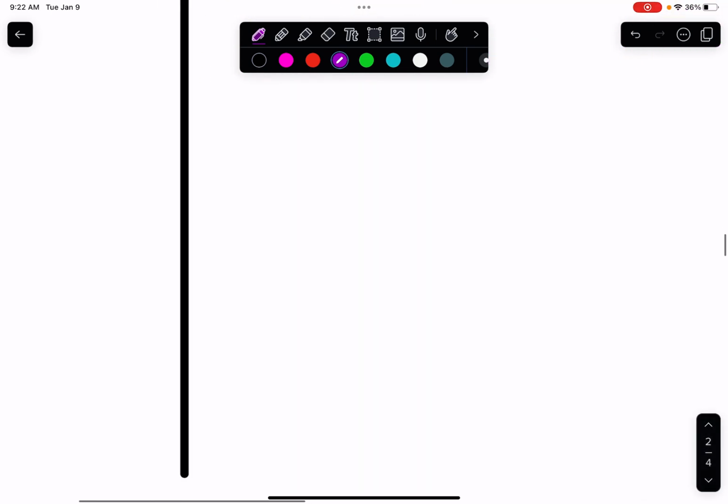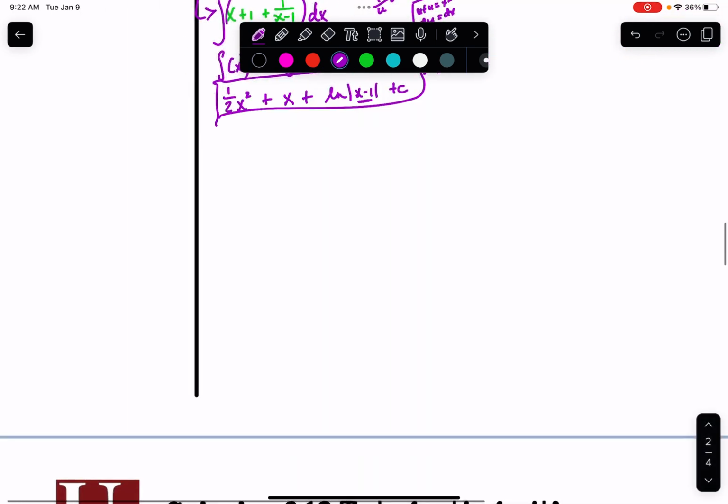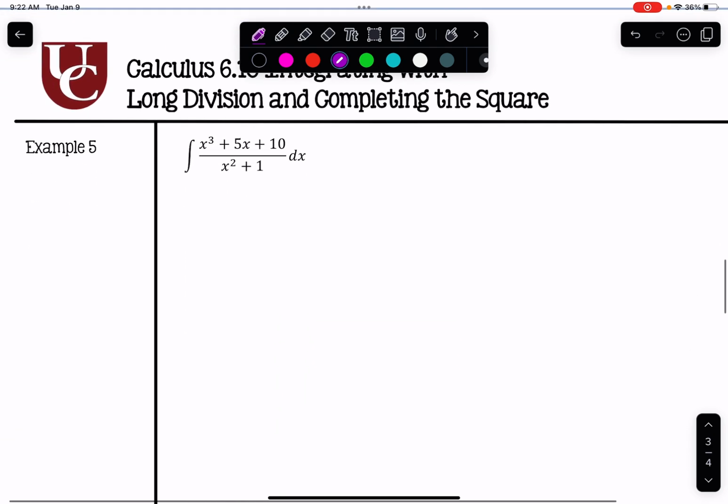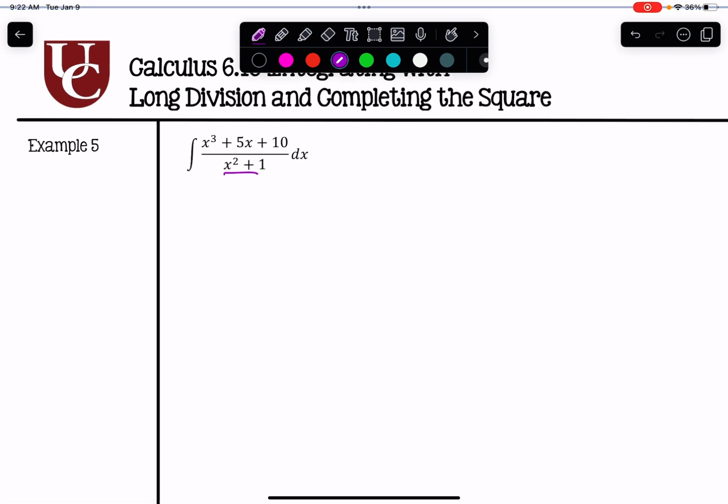All right, let's go on to, I zoomed way in. Let's go on to example 5 in your notes. So I have x cubed plus 5x plus 10 over x squared plus 1. So I can tell I'm not going to be able to use u substitution until maybe I change this around. So I'm going to do long division. So I have x squared plus, now look, I have to have every term.